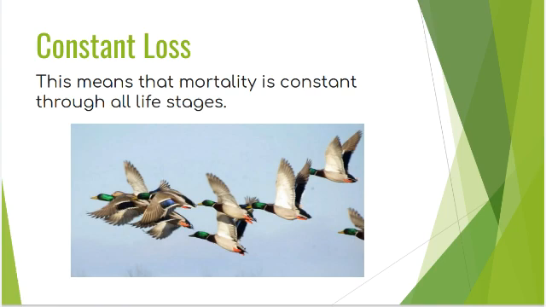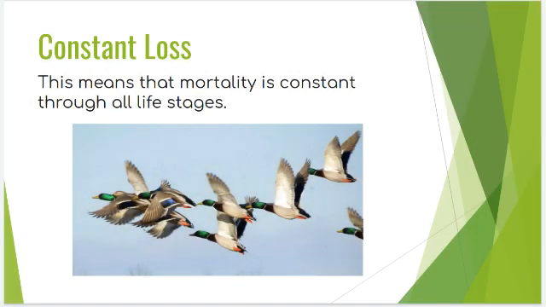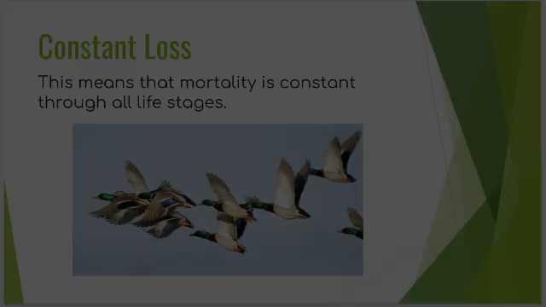And even after the egg hatches, even as a chick, it could always be eaten by predators for food. And even before being an adult duck, ducks are also hunted by predators for meat. Now, this is why they belong to the survivorship curve type 2, which experiences constant loss.